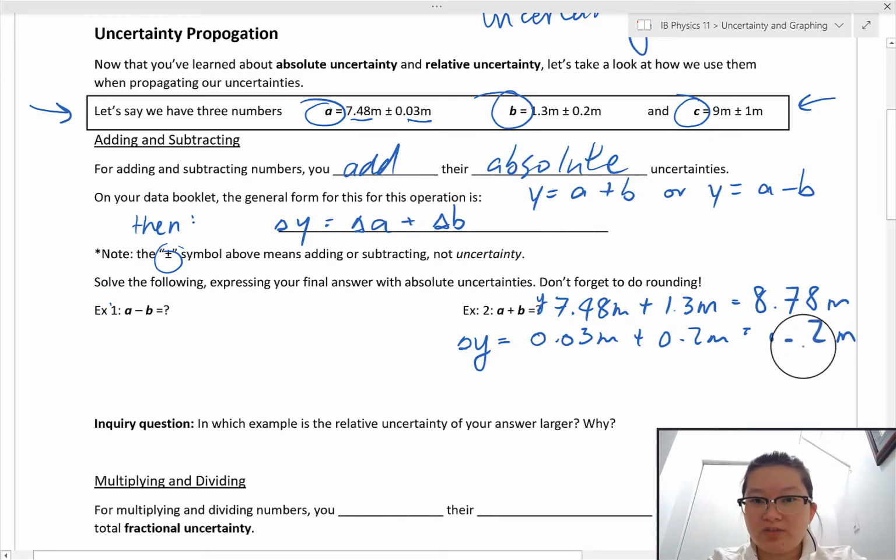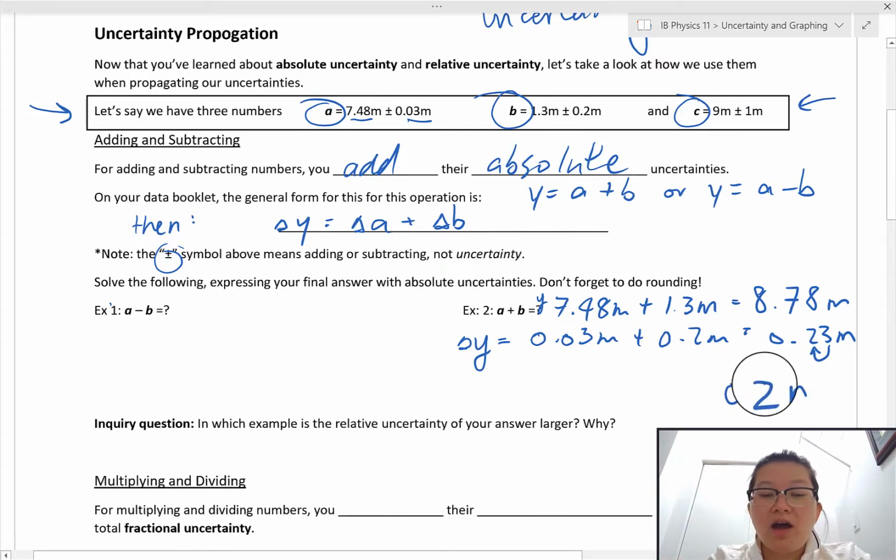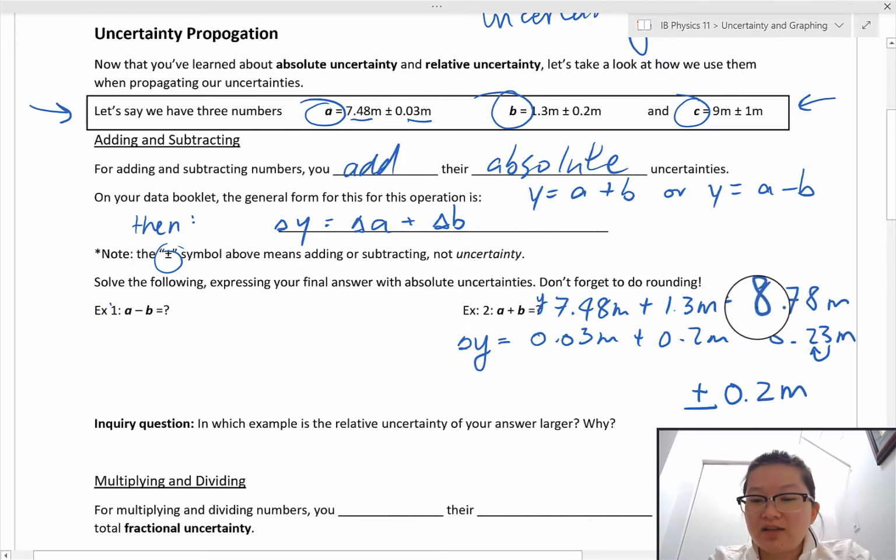Okay, it's larger than 2% relative uncertainty. Round this to 1 significant figure. So the 3 is going to keep the 2 at what it is. So my final answer is going to have 0.2 meters of absolute uncertainty. And this is going to determine how I will round my final number for Y, which is the sum of A and B. So that's going to tell me how to round 8.78 meters.